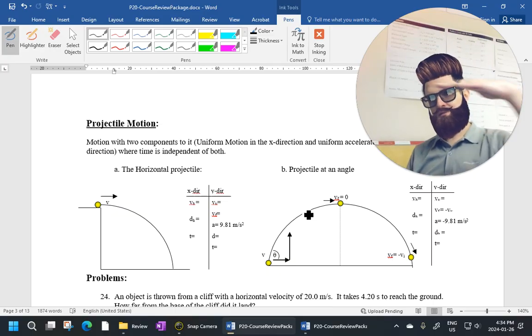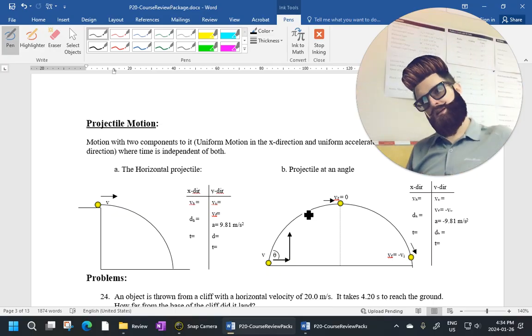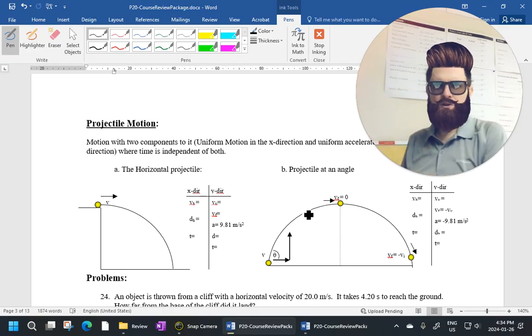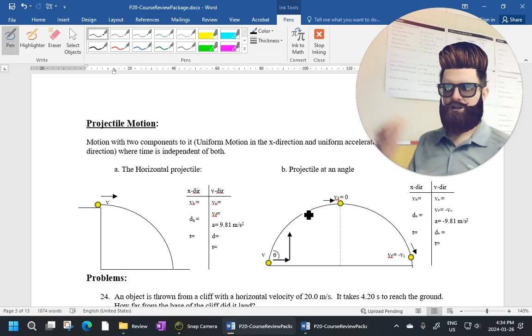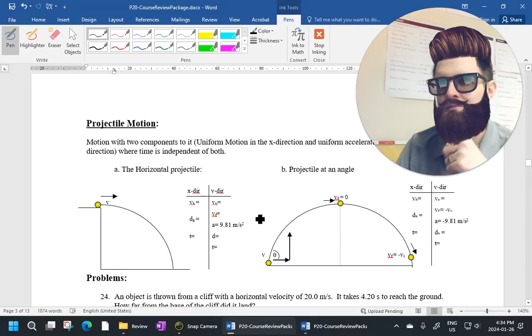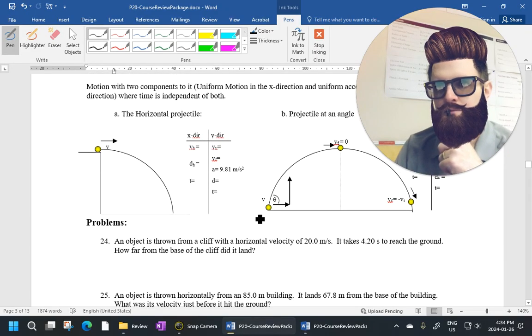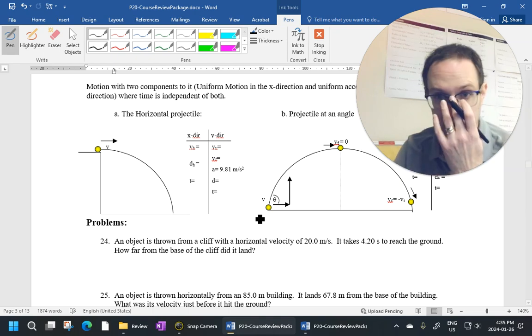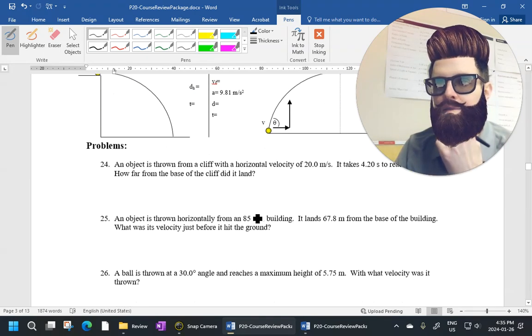But horizontally, if I ignore friction, most of the time we do, there is no acceleration because there's no force in that direction. So I'm not going to change in the horizontal direction. So whatever horizontal velocity I have to start off with, I just keep it as I go. Okay.